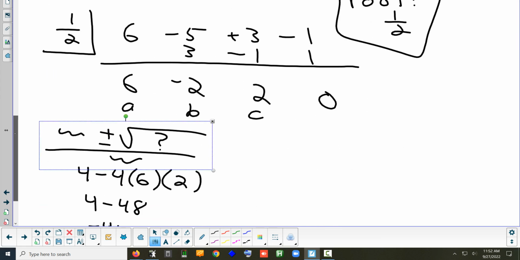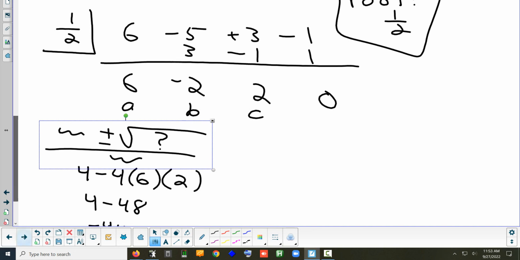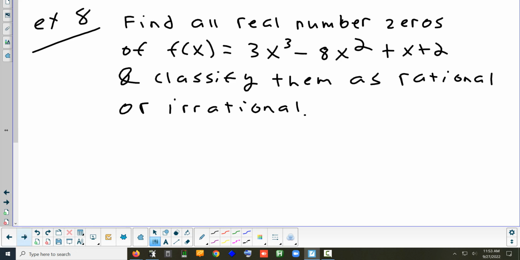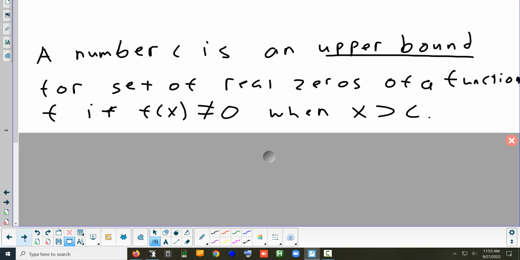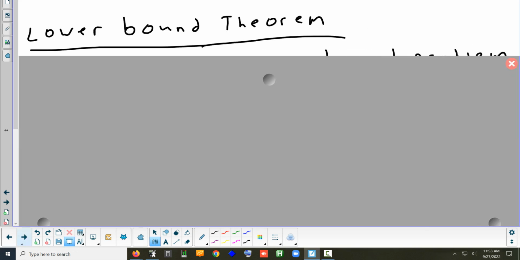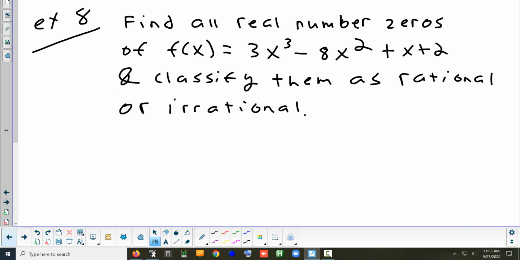Any question on that? Okay. I'm not doing that. I'm not doing that. And that. So yeah, this is the last one. Find all real roots and classify them as rational or irrational.